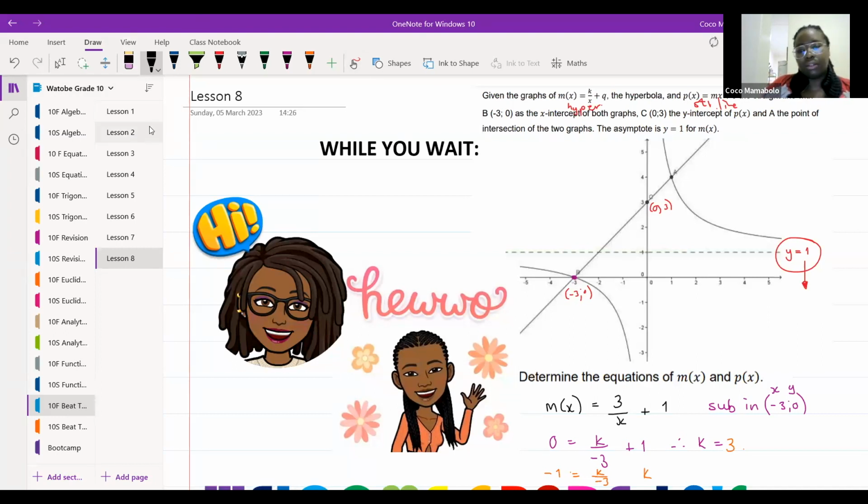So the other one, p of x, is our straight line graph, right? p of x is equal to mx plus c. What is my c value? Before we even continue, guys, what is my c value going to be? Look at your straight line. What is my c value going to be?